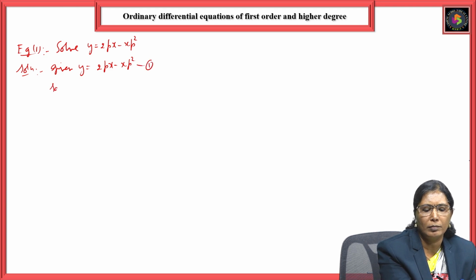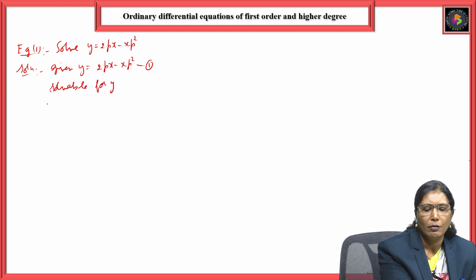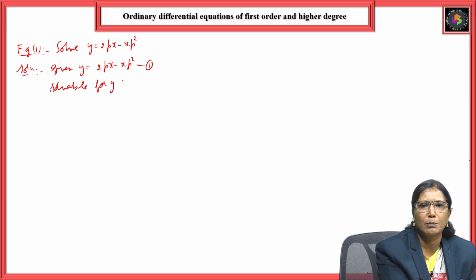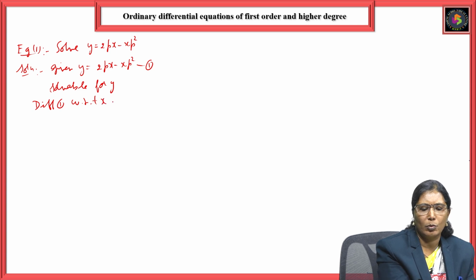So it is solvable for y, because y is in terms of x and p, a function of x and p. So what is the first condition here? We have to differentiate 1 with respect to x. Differentiating 1 with respect to x. So what do you get?